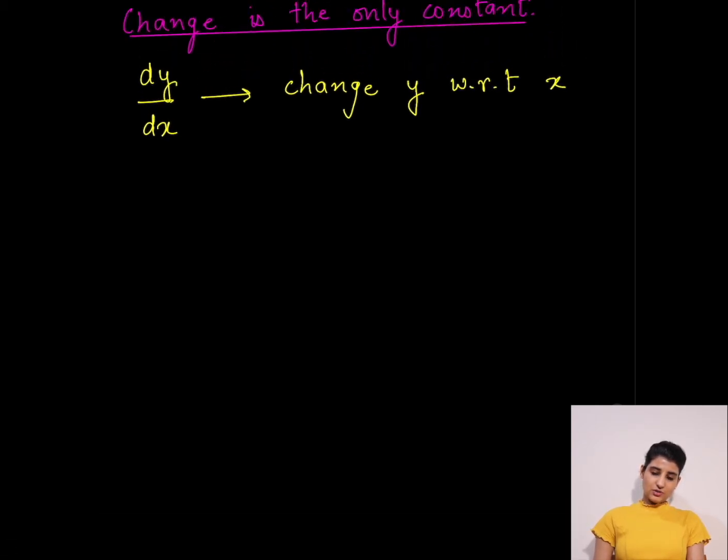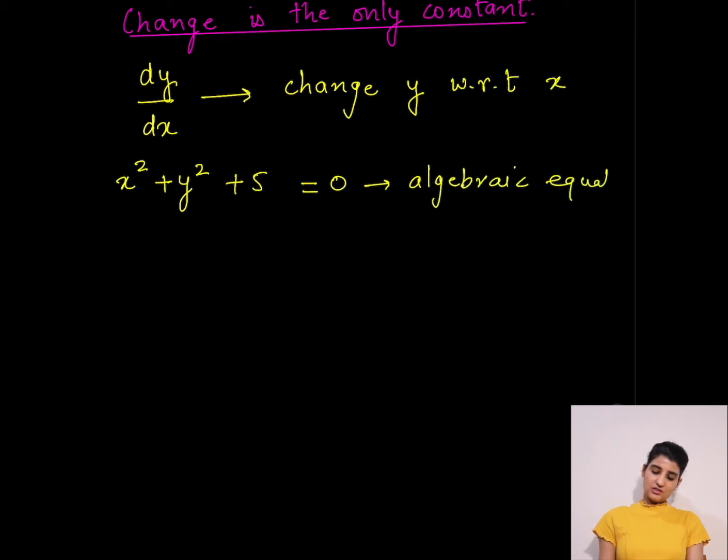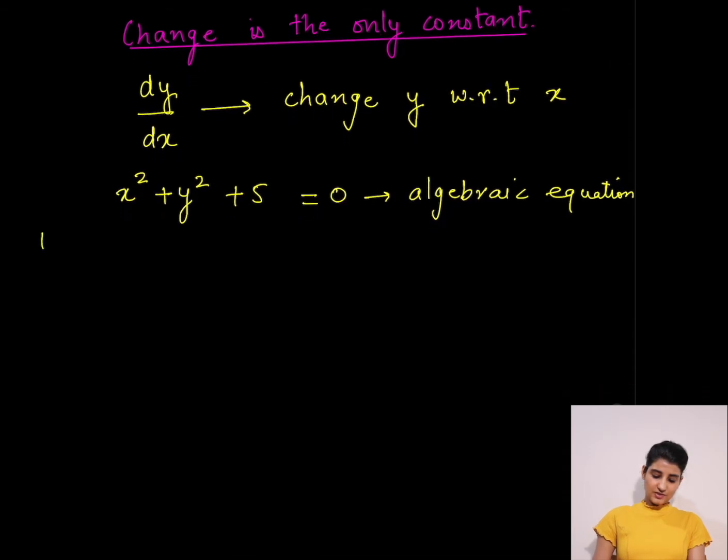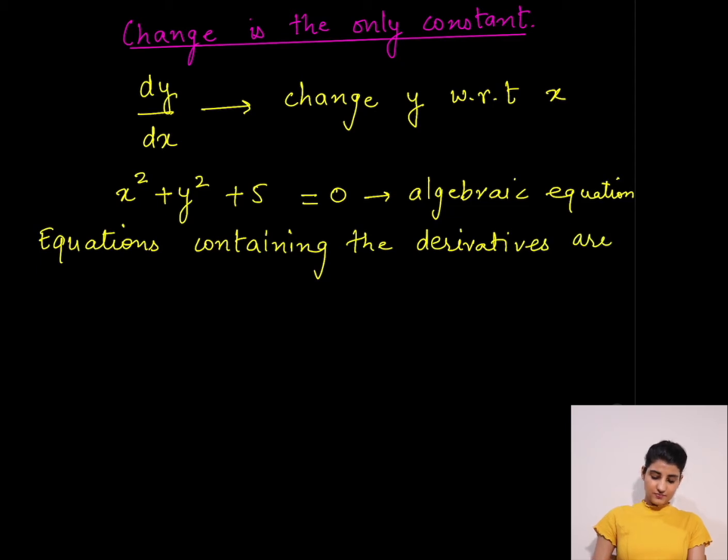So previously we learned about equations like the algebraic equation x square plus y square plus 5 equal to 0. So these are algebraic equations. Now any equation which involves a derivative, we will call a differential equation. So a very simple definition: equations containing derivatives are called differential equations.